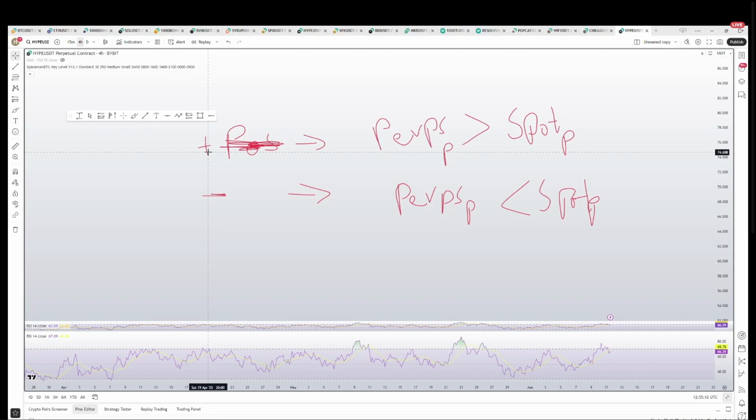What would be the second scenario of perps trading higher than spot? Because in the first scenario you told me where perps are the reason why perps are trading higher than spot.